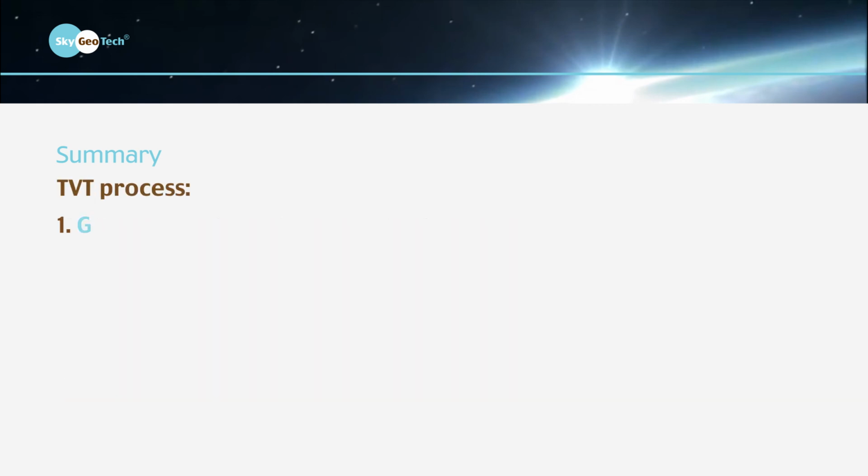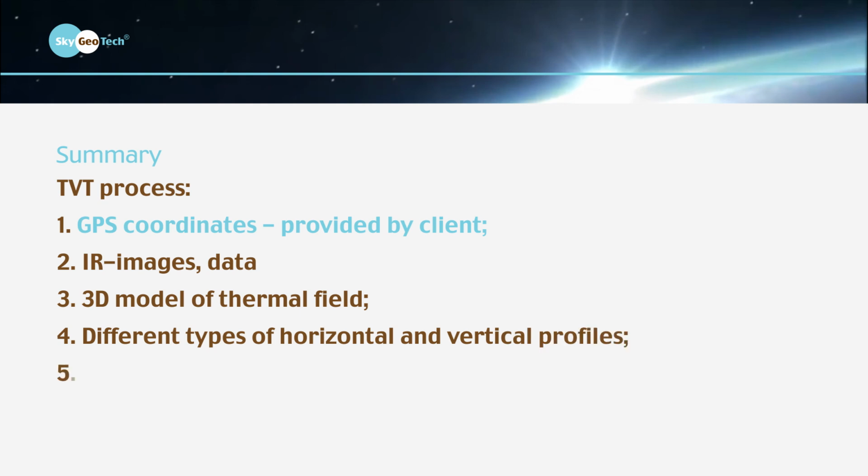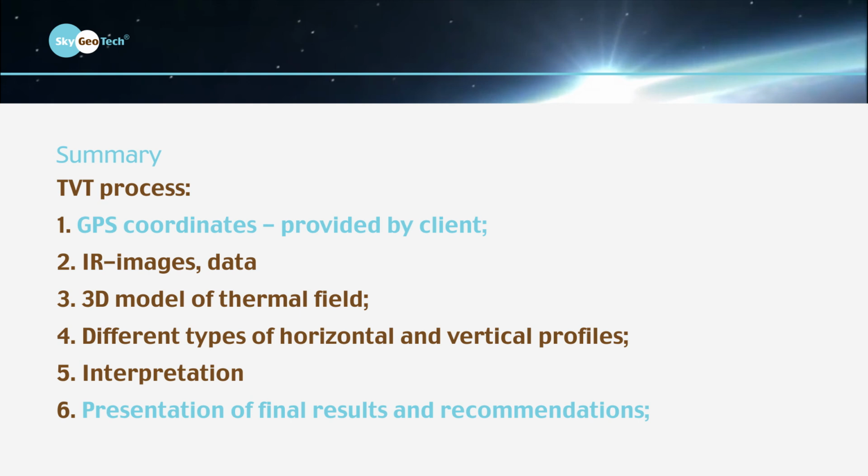Let us go through the TVT process again. The first step, and the only one in which the client needs to participate, is providing us with GPS coordinates of the license block. Then we get infrared images and other data required, including terrain maps and bathymetry information. We build a 3D model of the thermal field, which we use for building different types of horizontal sections and vertical profiles. Then our scientific team makes interpretation of data, and finally we make a presentation of our results and give our recommendations.